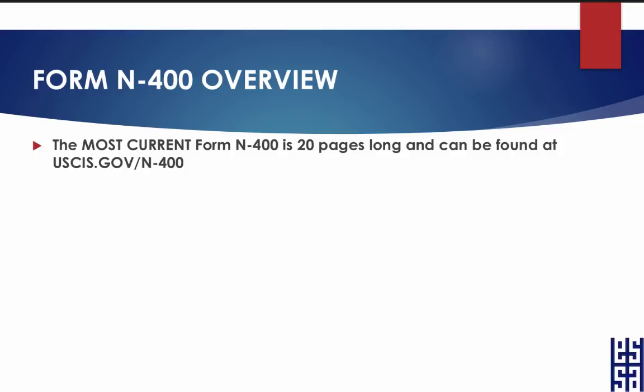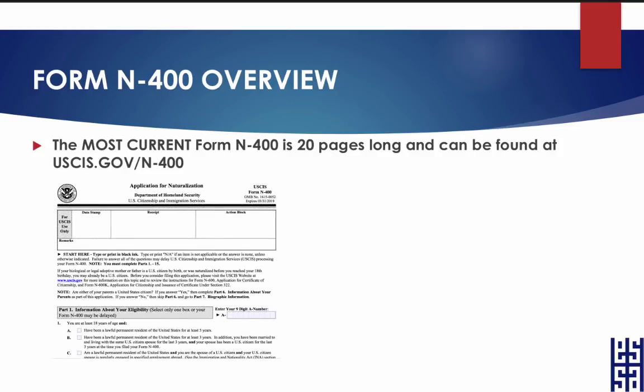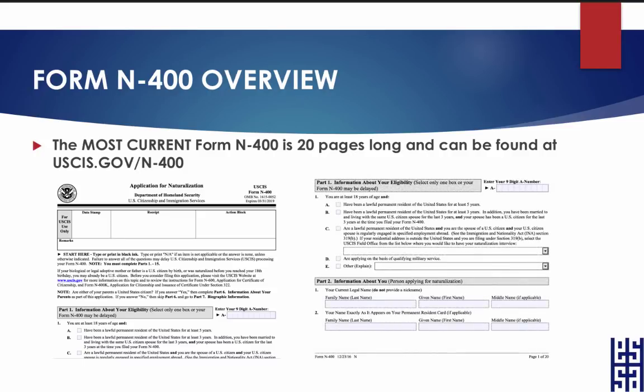The most current form of the N-400 is 20 pages long and can be found at uscis.gov/N-400. Okay, again, please remember the .gov. They have so many .com and .org sites that are not really legitimate. You need to use that uscis.gov to get the proper, most current form, fees, things like that. Remember, the form is free, and we will look at the most current version of the form in this video.